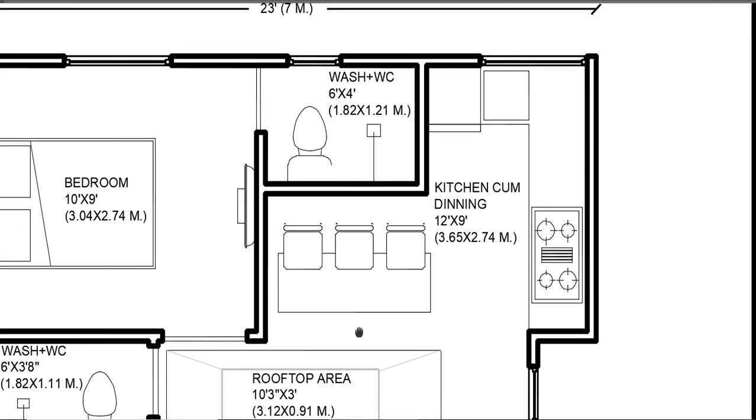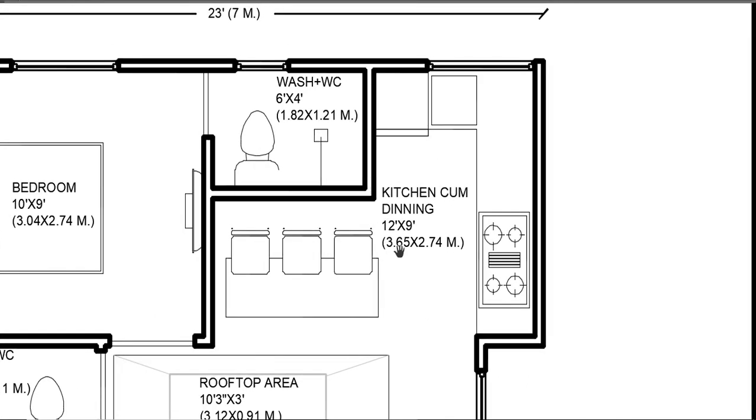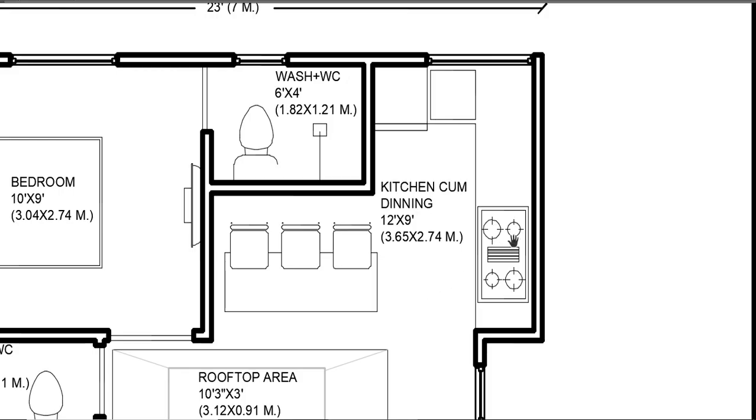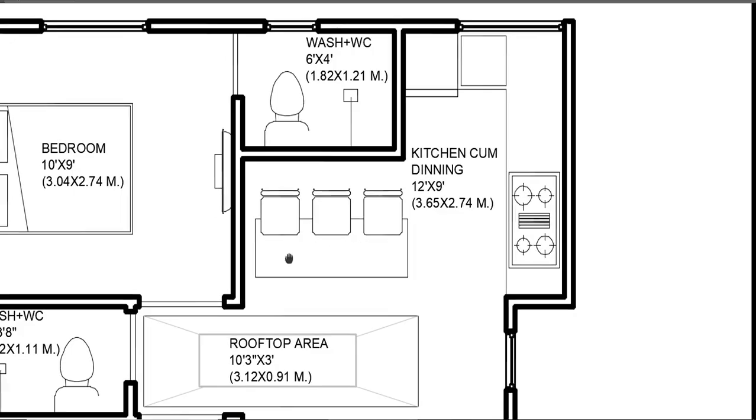So on the right top corner we have kitchen cum dining area. The size of the kitchen cum dining area is 12 feet into 9 feet, in meter 3.65 into 2.74 meter. You can see here the burner, sink and also refrigerator arrangement, and we have a dining counter here with a dining table and 3 chairs. After that we will go on left side.